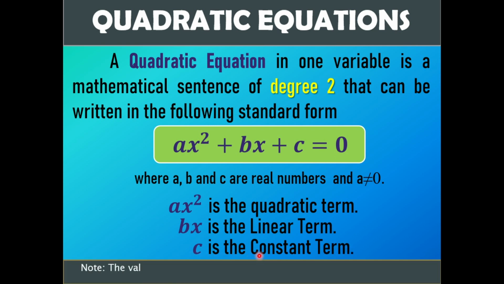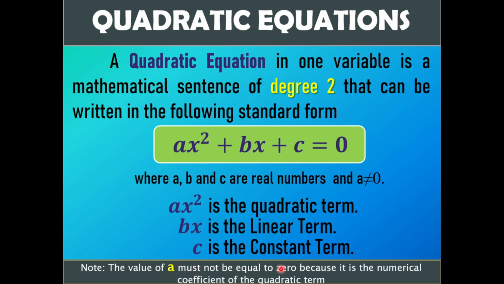Take note that the value of a must not be equal to 0 because it is the numerical coefficient of the quadratic term. What will happen if a is 0? If we substitute 0 for a, the first term will be eliminated and we only have bx plus c equals 0. Then it will not be considered a quadratic equation because it has no degree of 2.